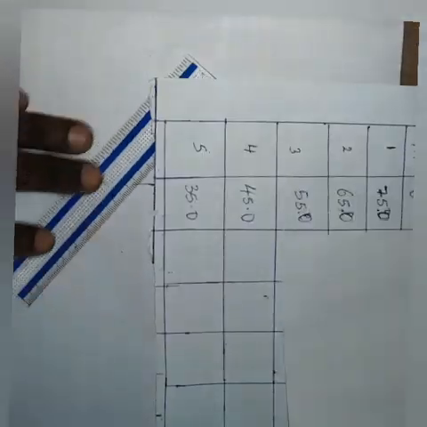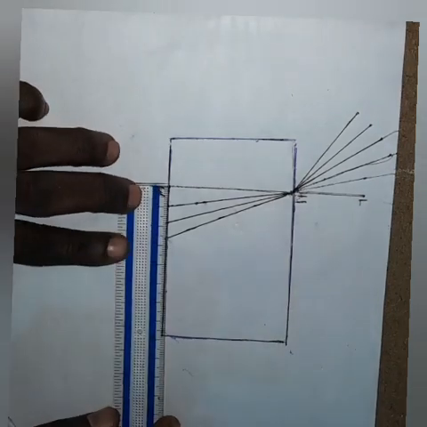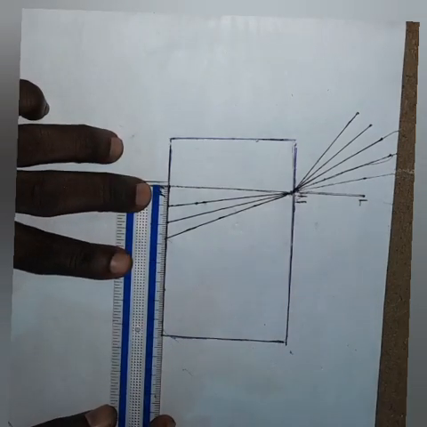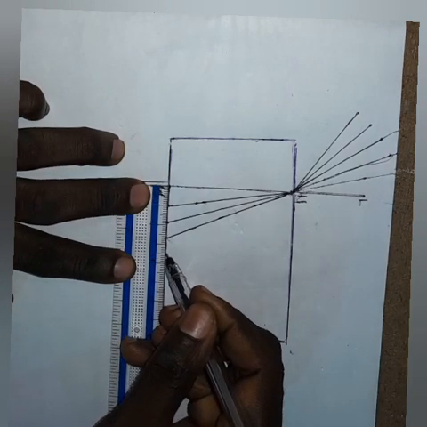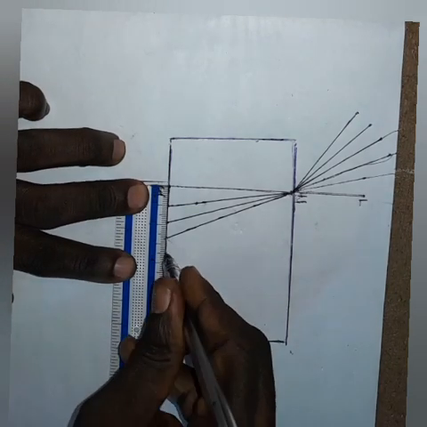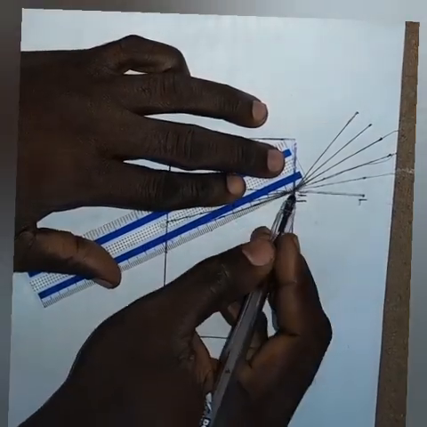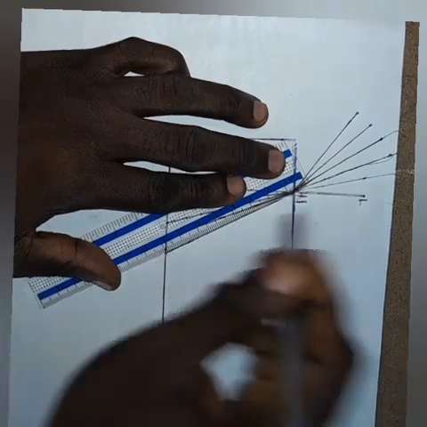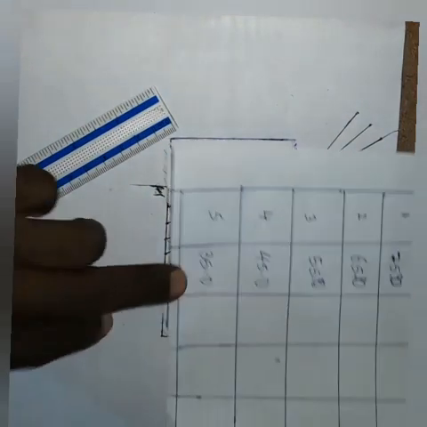So I've come to this place again. I'm going to measure 3.5. So this is 3.5. So I'll join it. As easy as this.